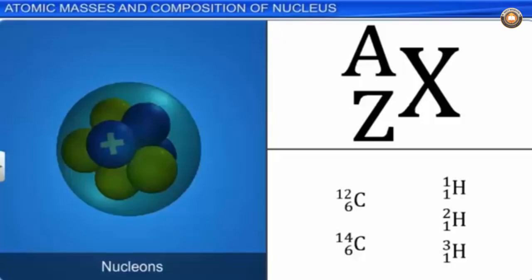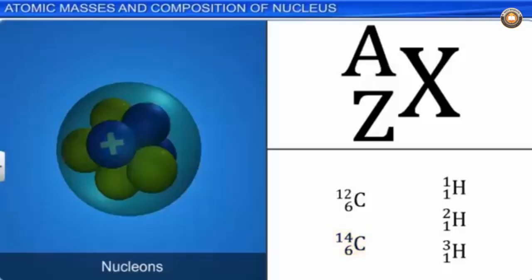In the notation for the nuclear species or nuclides, X is the chemical symbol of the element, A is its atomic mass and Z is its atomic number. For example, in the nucleus of carbon-14, the notation for the nuclide conveys the information that this carbon nuclide contains 14 nucleons, 6 protons and 14 minus 6 equals 8 neutrons.